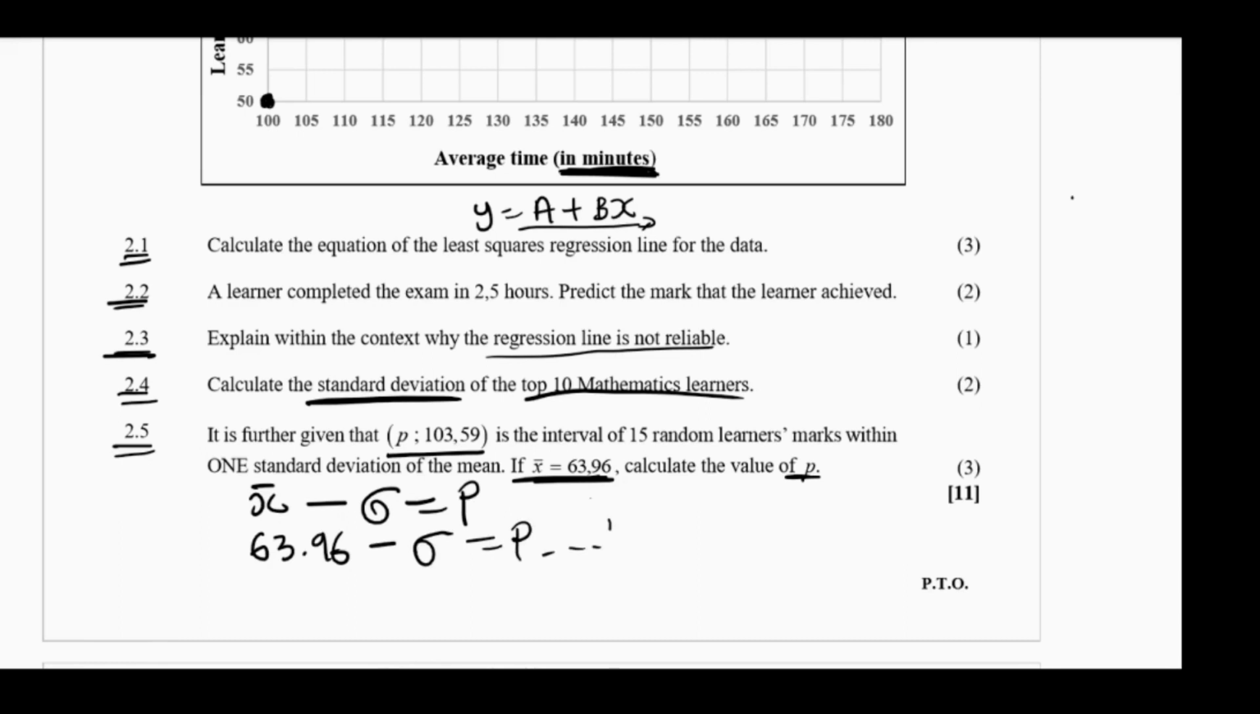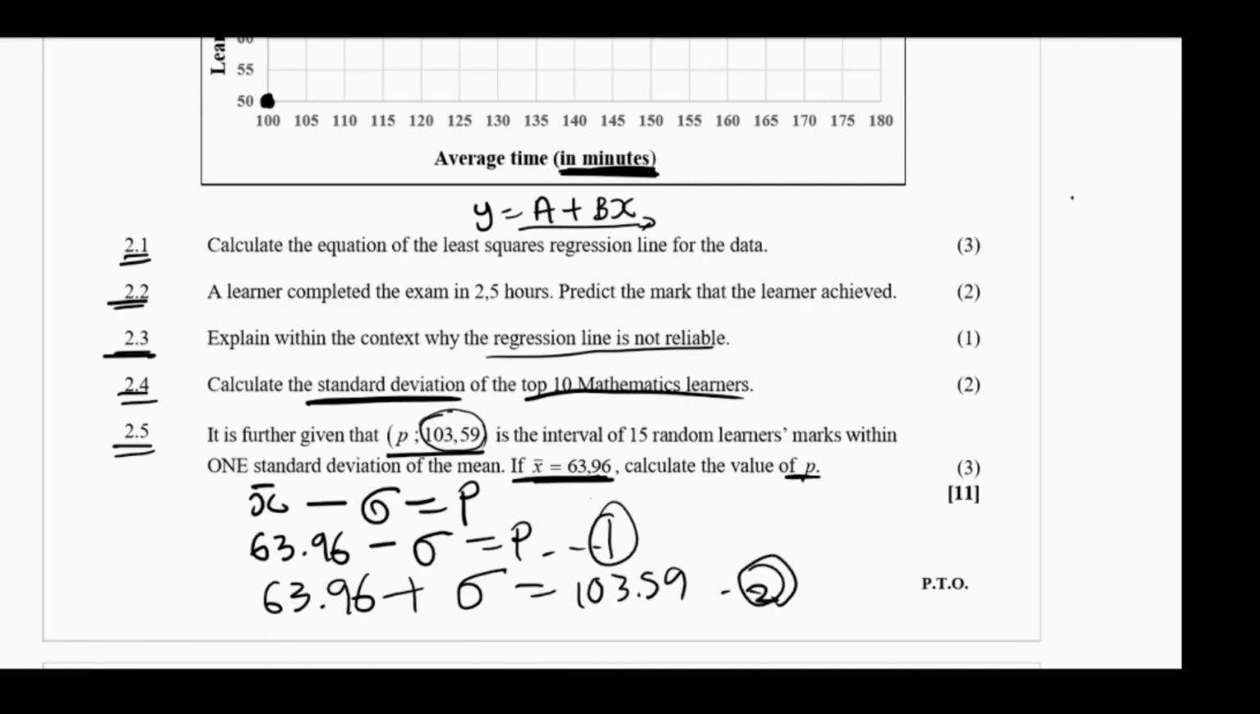So let's say this is your equation 1. And your equation 2, you can say the mean 63.96 plus your standard deviation, which you don't know, is equal to this point here, the point of p, but which is 103.59. So this is your equation 2, right? So let's first solve equation 2 because we have everything. So I'm just going to say 63.96 plus this standard deviation is equal to 103.59, right?